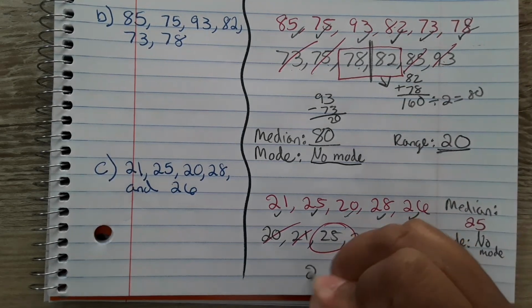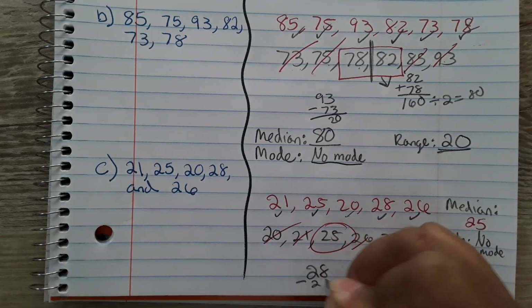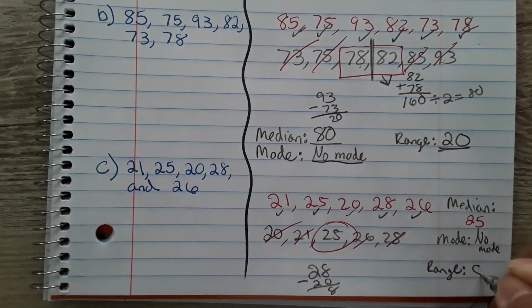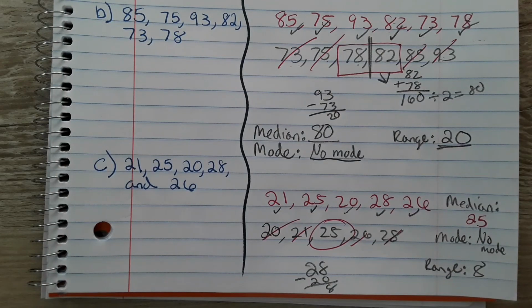Largest number, 28, minus my smallest one, 20, range of 8. All right, and that is how we find median, mode, and range.